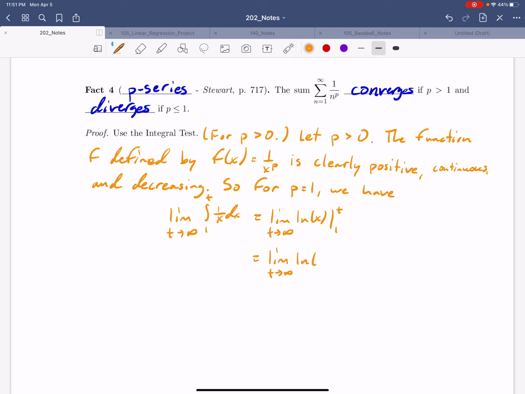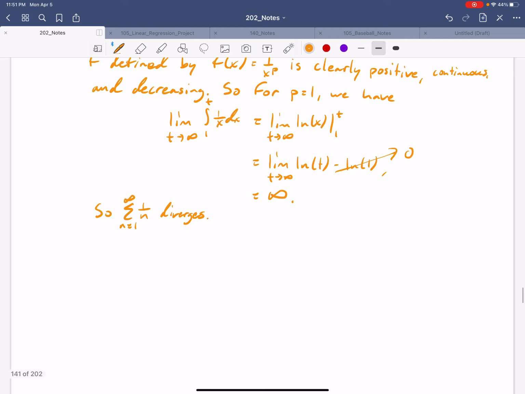And this, of course, is ln of t minus ln of 1, which, of course, is 0. We know that, right? And you can just write, if you want, that this equals infinity. So the sum from, again, it could be from 1 to infinity, but really the important thing is that it's just an infinite sum. This guy diverges, right? So this guy diverges, okay?